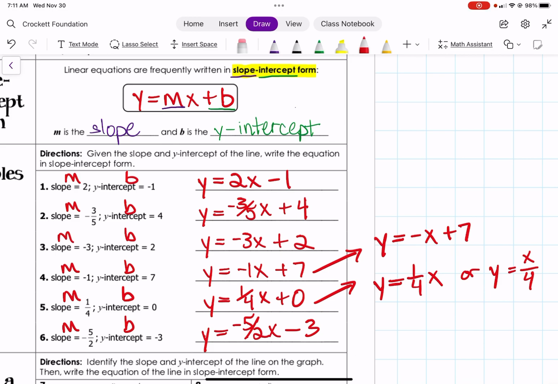All right, that'll conclude our introduction to writing the equation of a line given the slope and the y-intercept.